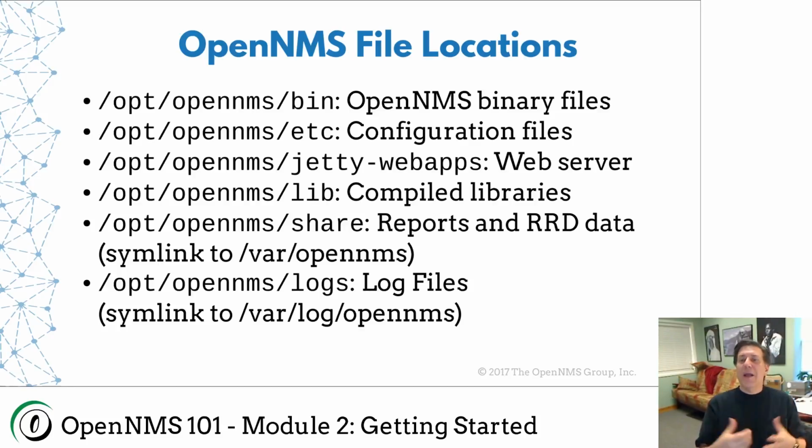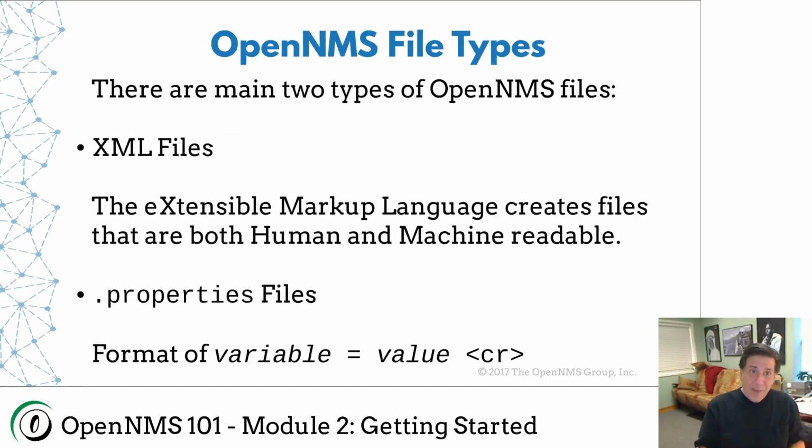And then share is where reports and RRD data live. That's usually a symlink to /var/opennms because it's variable data, so it goes in /var. Same thing for logs. We have an /opt/opennms/logs directory, which tends to be a symlink to /var/log/opennms. Now, there are two main types of files that we deal with. There are XML files. XML is the extensible markup language. This is kind of like HTML. HTML is a markup language.